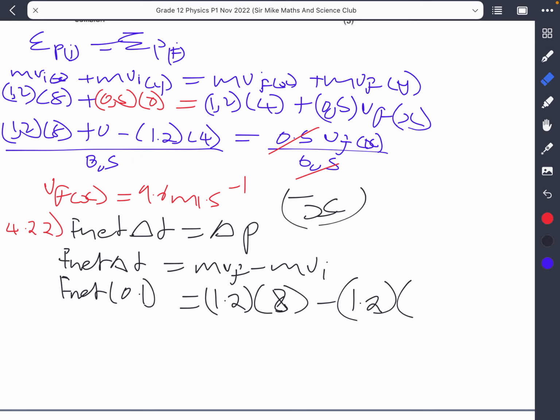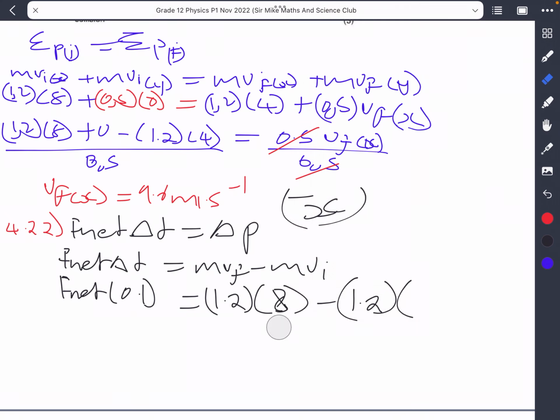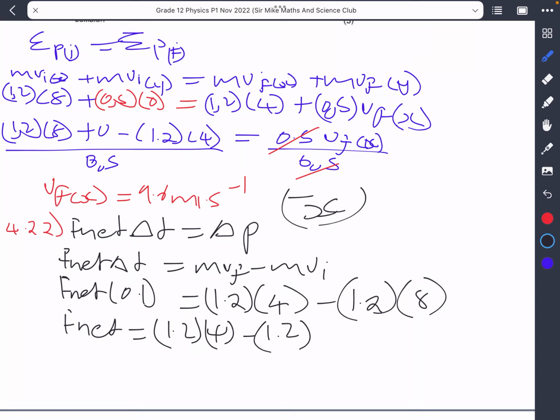Let me just erase that. Forgive me about that, ladies and gentlemen. I'm actually thinking that that was the final velocity. So we know that the final velocity was 4, and the initial velocity was 8. So F net will simply be equal to 1.2 multiplied by 4, minus 1.2 multiplied by 8, and then we divide everything by 0.1.